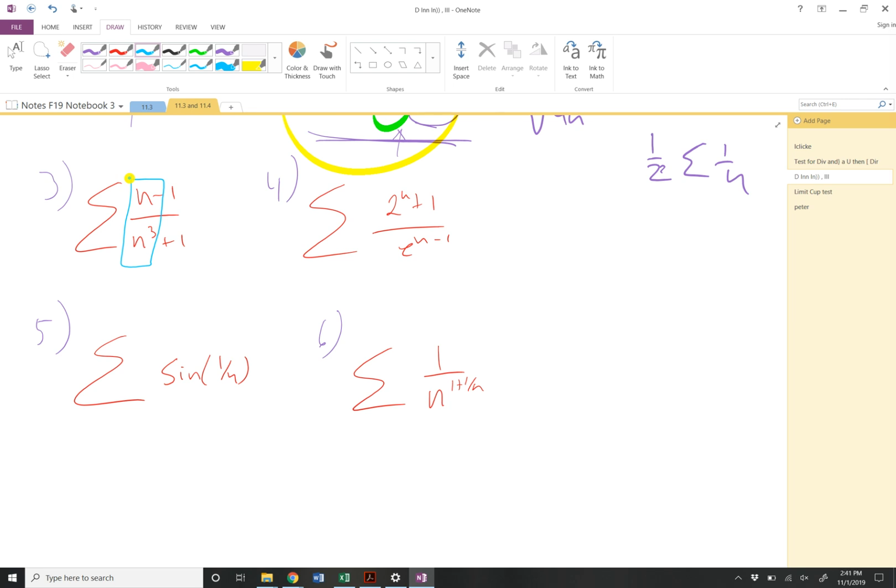So how about this one? What are the dominant terms here? What are you going to compare this one to? I don't know if all of you got this far, so take a minute and talk to your neighbor about number 4. How should we think about number 4? Converges.